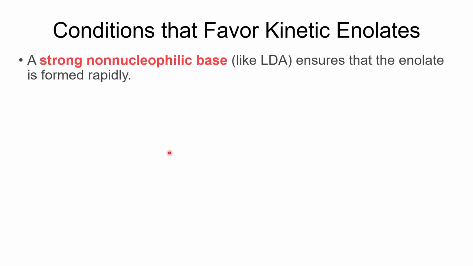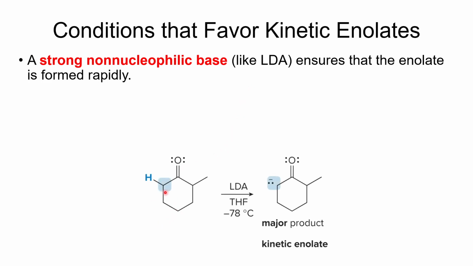All right, so the conditions that will favor the kinetic enolate. First, if we pick a very strong, non-nucleophilic, bulky base like LDA, that's going to help us get the enolate to form really, really fast. It will come along and get the least sterically hindered hydrogen, and it will form it very quickly. So if we use LDA, we can deprotonate that less sterically hindered carbon, and we can do it very quickly.